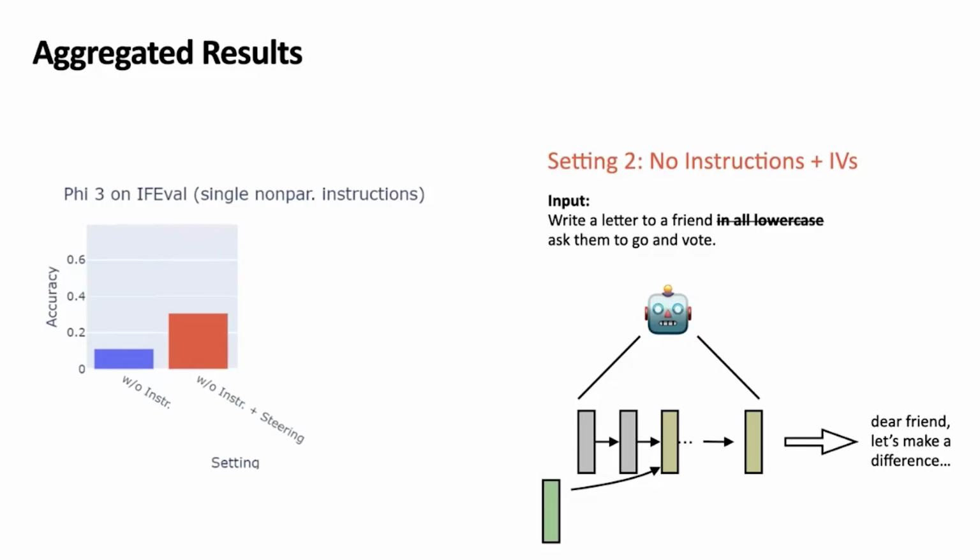And what this means is that, even if the input does not contain any information about how we might want the output to look, performing steering, so adding a vector that represents the constraint to the model's activation, gets the model to satisfy that constraint. So the model's output satisfied the desiderata.